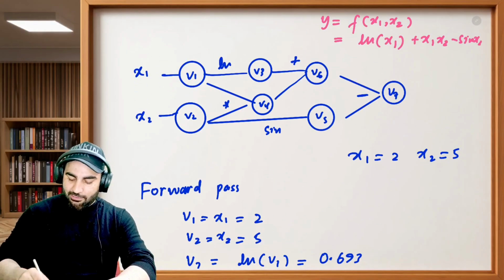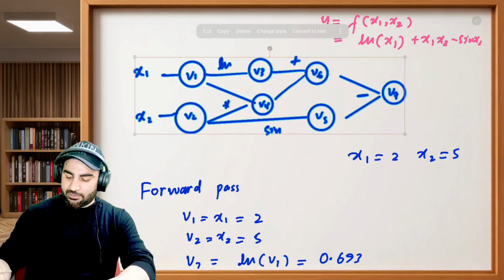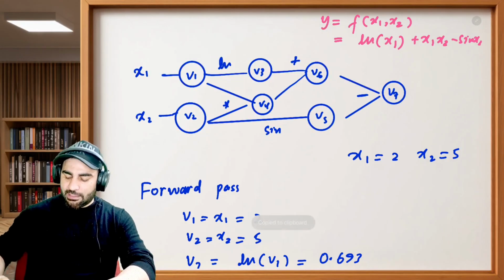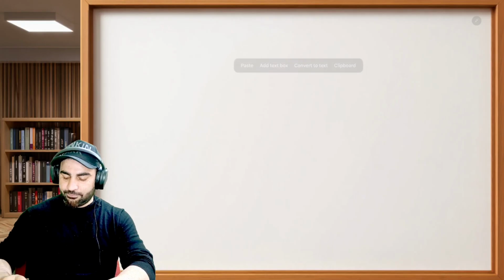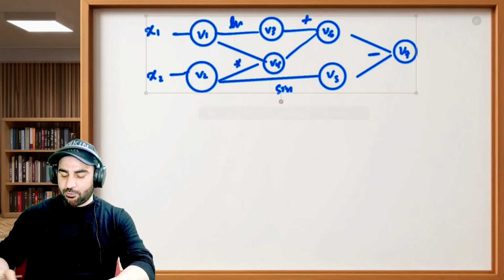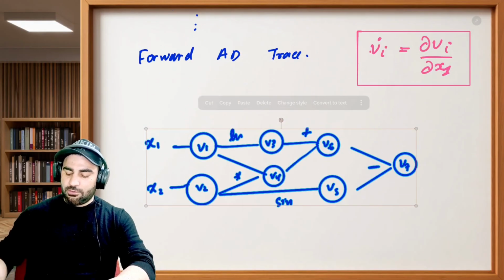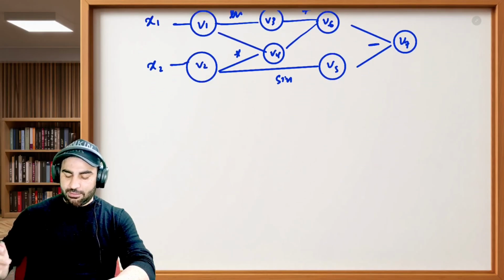Okay, now starting with this graph, I can copy and paste it wherever I want. So this is my graph. I'll copy it from here and I'll paste it over here. If I paste it over here, I have to do the forward automatic differentiation trace.